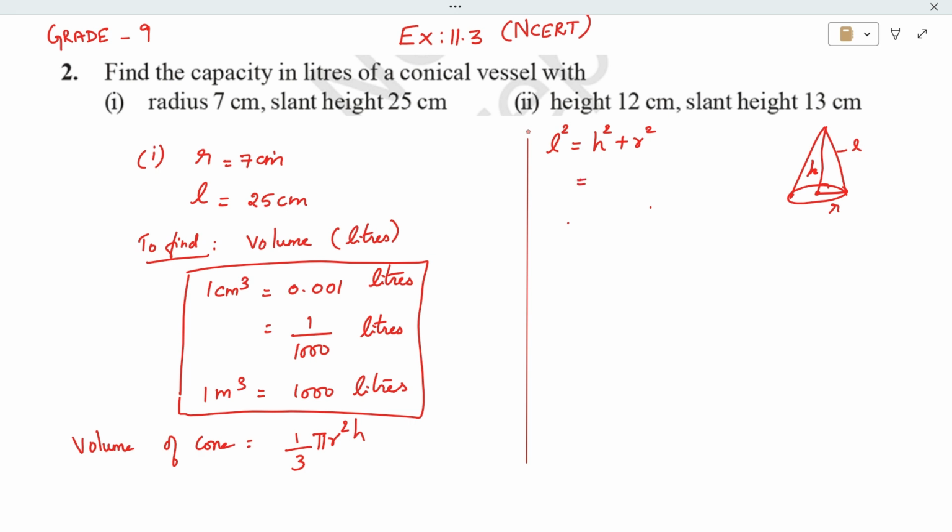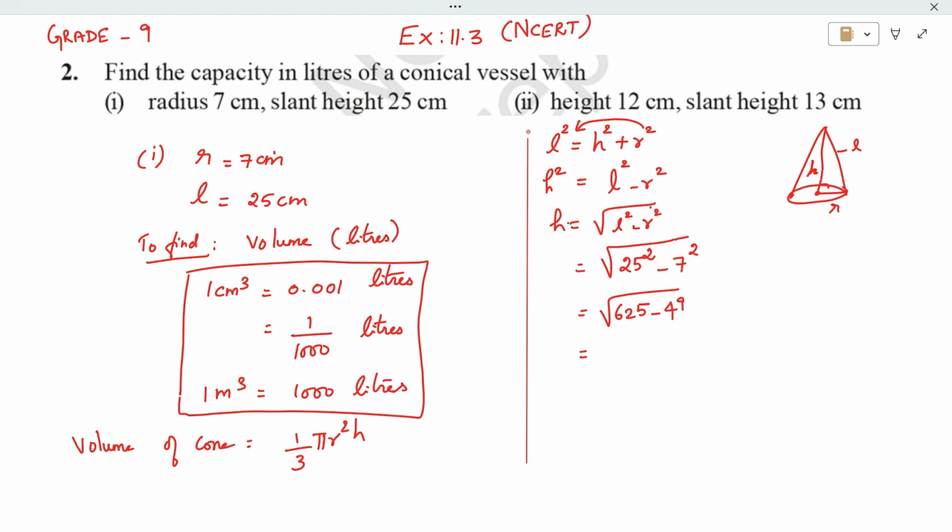So I want to find h square. So keeping h square as it is, I'm transposing r square to the other side. So you will get L square minus r square. So h is equal to root of L square minus r square. So what is the value of L? It is 25 square minus r is 7 square, isn't it? So 25 square is 25 times 25, which is 625. 7 square is 49. So when you subtract these two, you will get the value of 576. Okay, so root of 576 is 24 centimeter.